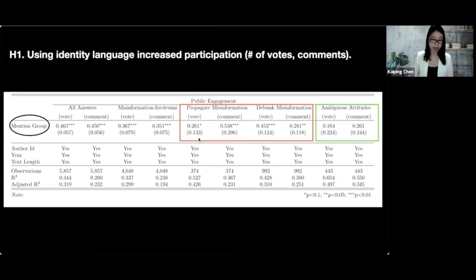As long as they use identity language, people will comment more, and people will also vote more, endorsing the post more. An interesting thing to notice is in this green box: those posts that express an ambiguous attitude toward misinformation. Basically they won't say whether they support misinformation or try to debunk it. Their attitude is very vague. For those posts, using identity language doesn't increase user participation. So this means that identity language can increase participation when the post states a very clear stance toward misinformation, either propagating or debunking, rather than holding a very ambiguous or moderate attitude toward it.